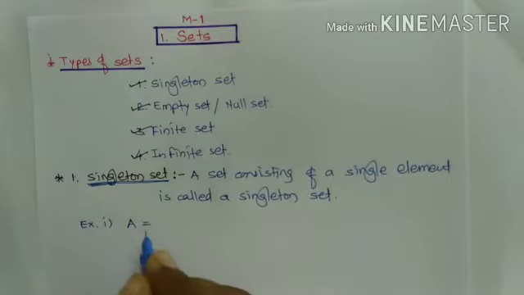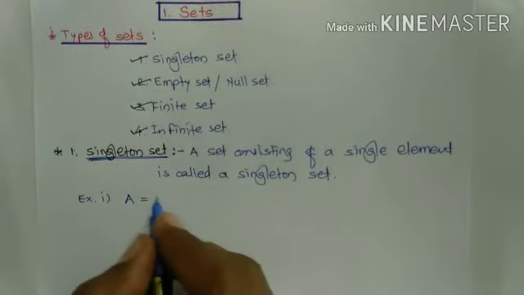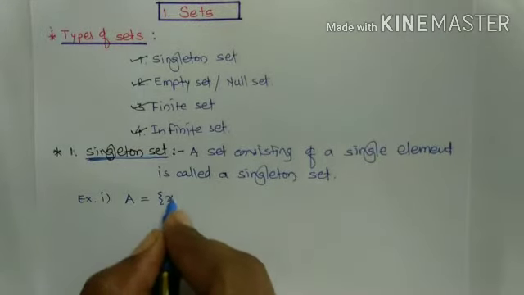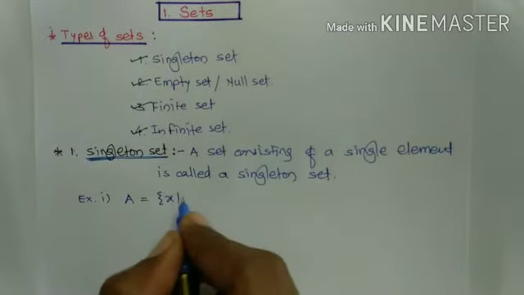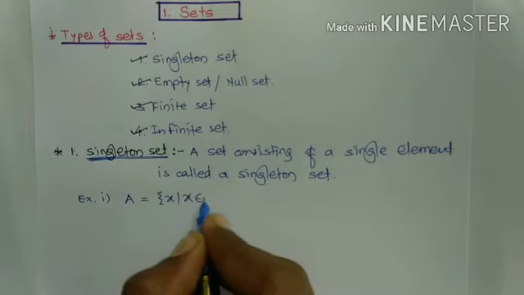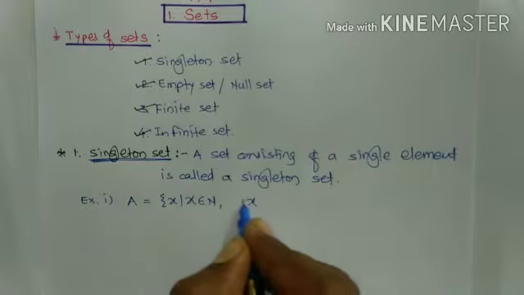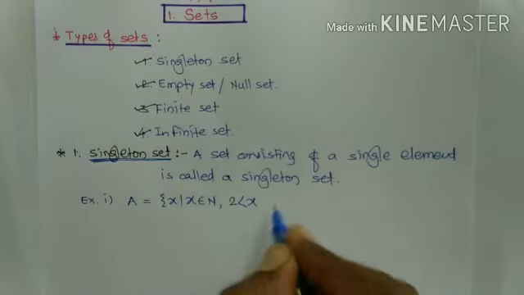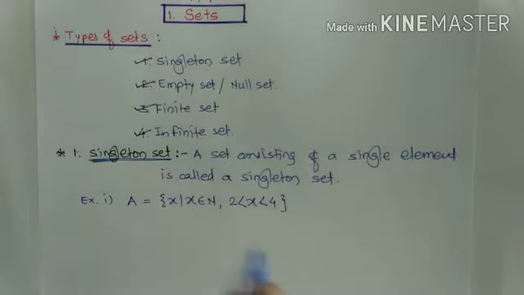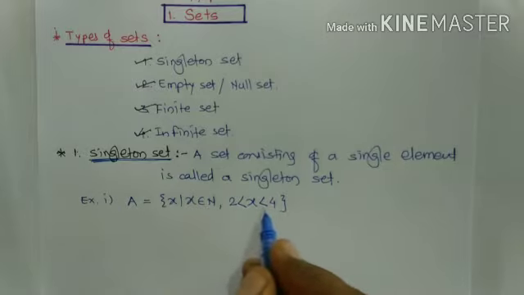Let us write this here in the rule method: A is the set of all x such that x belongs to a natural number and x is greater than 2 and less than 4. See, it is the set of all x such that x belongs to natural number greater than 2 and less than 4.